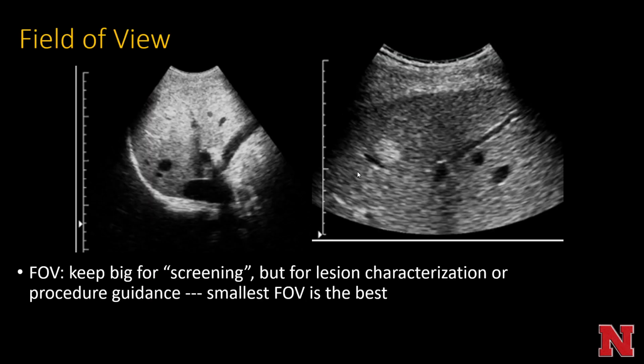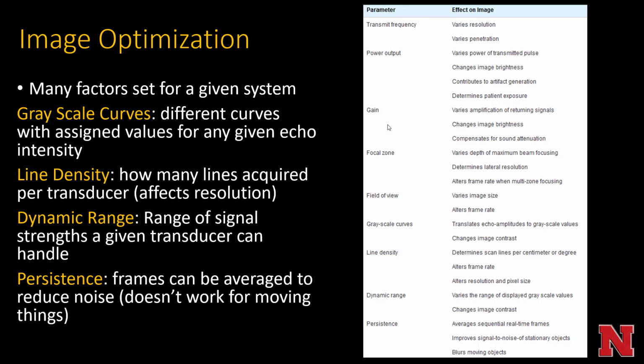Field of view. So field of view, keep it big for screening, but for lesion characterization or procedure guidance, you want to make it small. So an error that is pretty common in juniors doing procedures is to get this big field of view, and then you can't see the needle as well, and you don't know what's going in. Zoom it in, make your field of view smaller, and focus on the targeted area of interest.